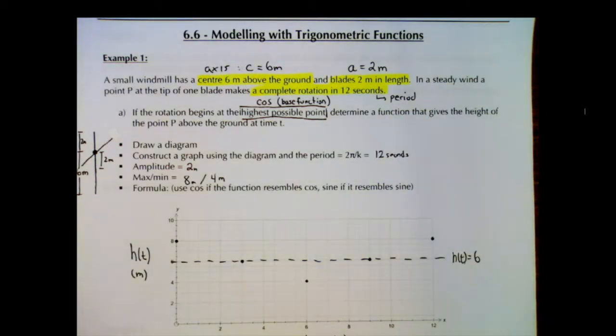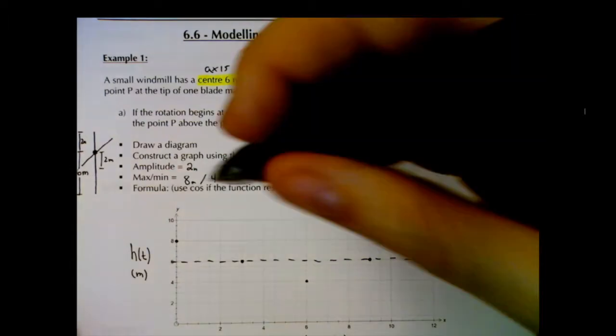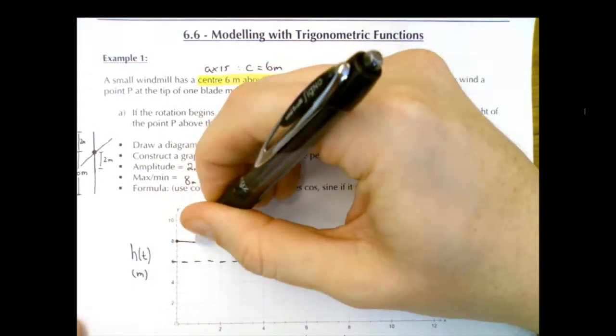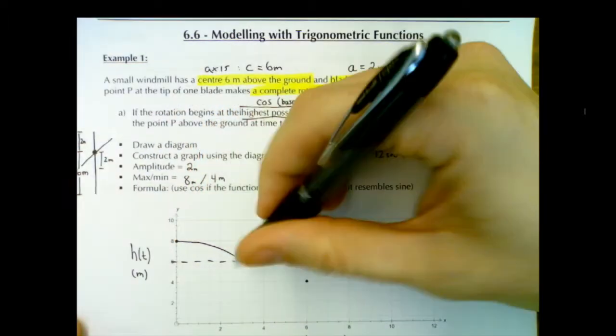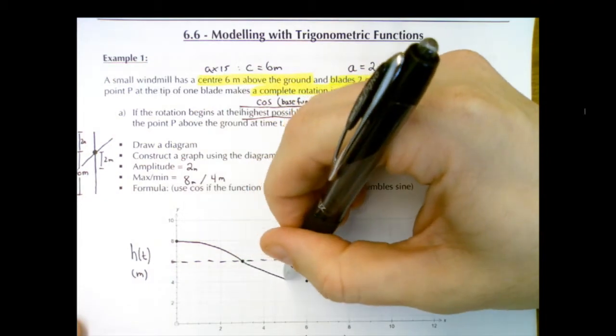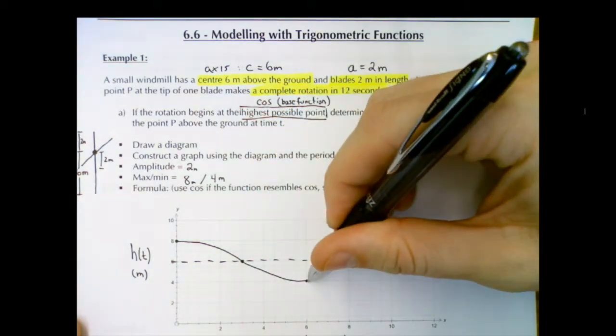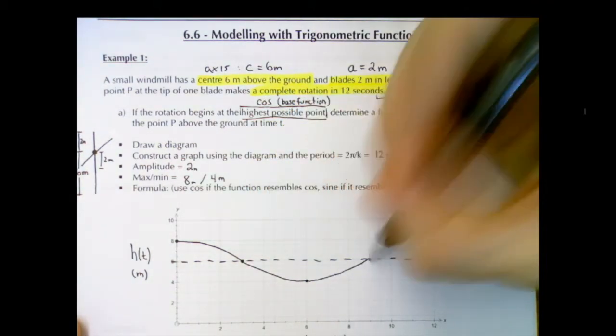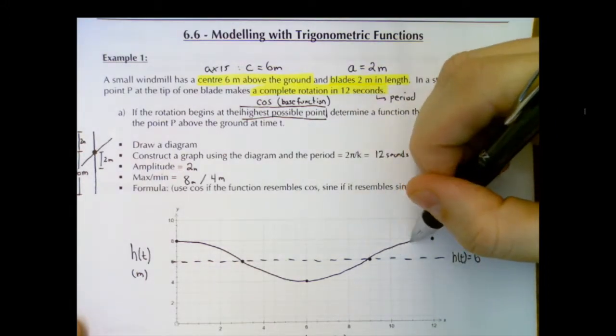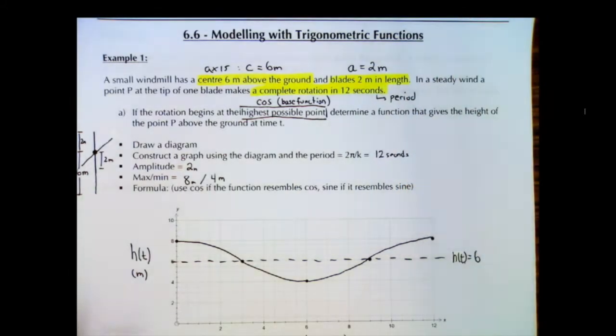So there's some dots to make our function, and we know it's cos, so we're going to follow a nice smooth curve like cosine. So we're going to go down, reach a minimum, go back up, and reach a maximum. And there's what one cycle on our windmill would look like.